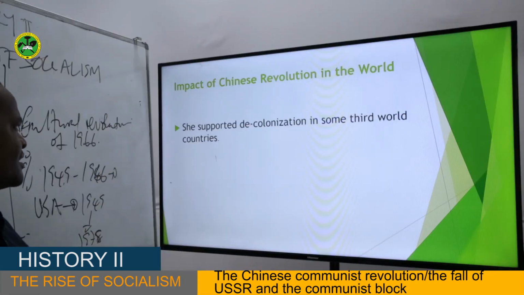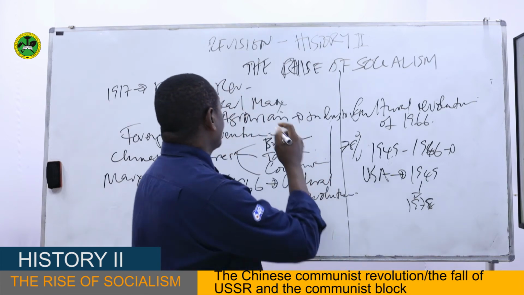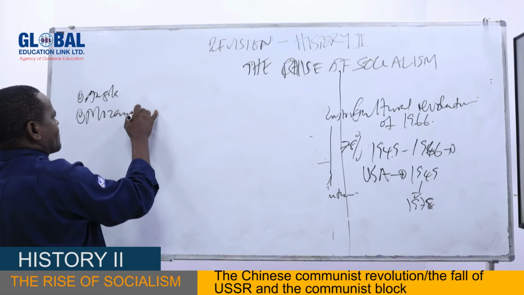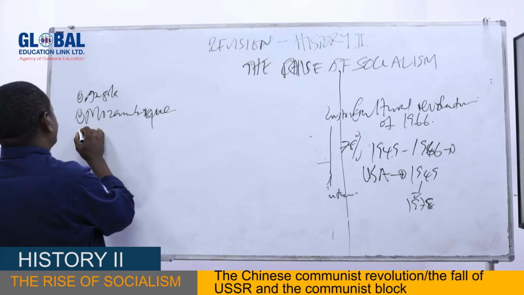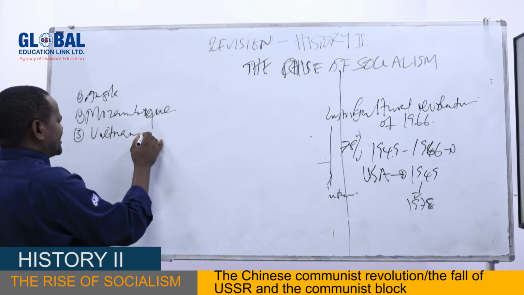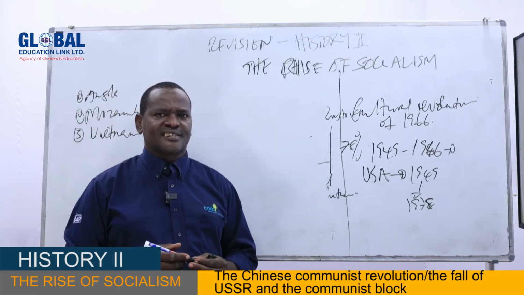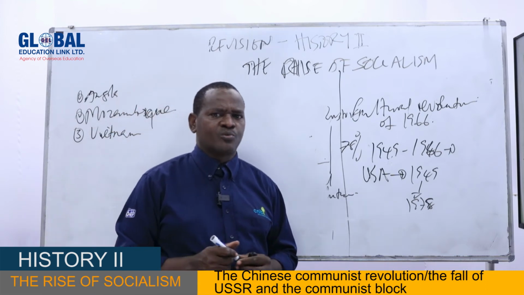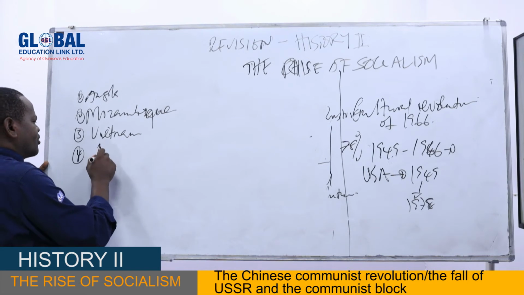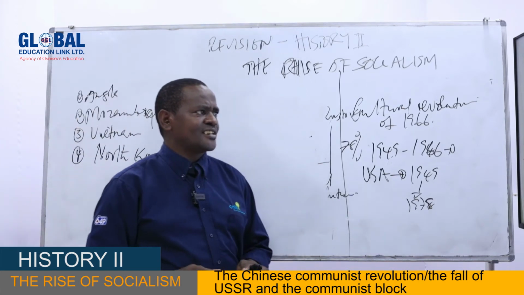Another impact of the Chinese Revolution in the world is that she supported decolonization in some third world countries. China has contributed to the decolonization of so many third world countries, and this includes countries like Angola, for instance, a country like Mozambique. Also, we have other countries like Vietnam during their fight with the United States, first the French and then the United States. Remember, there were very close relations between the former Vietnam president and nationalist, who was called Ho Chi Minh, and the Chinese government. They also supported the war in Korea. That means in the Korean War they supported North Korea during their war with the United States and so on. So you can see the Chinese supported decolonization in some of the third world countries.